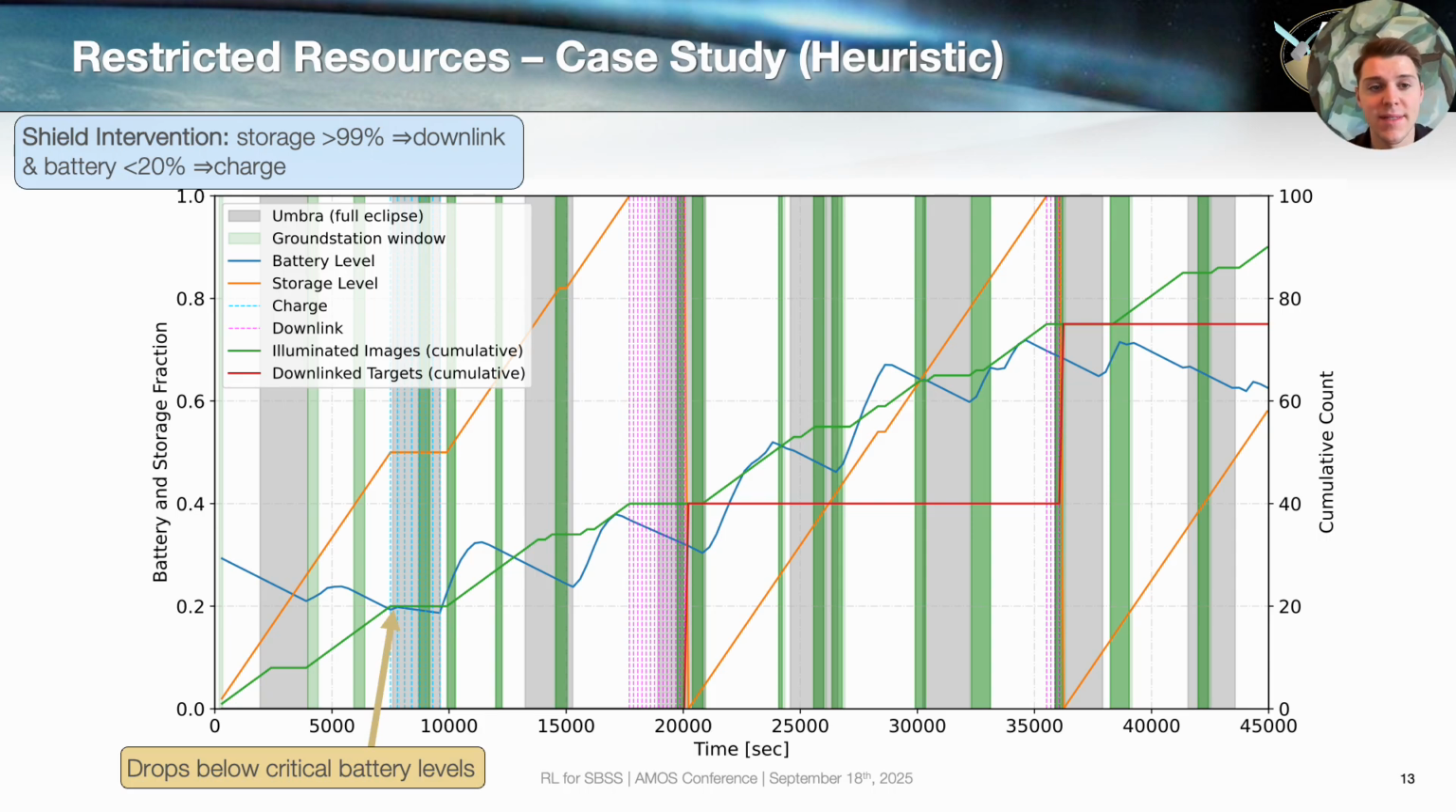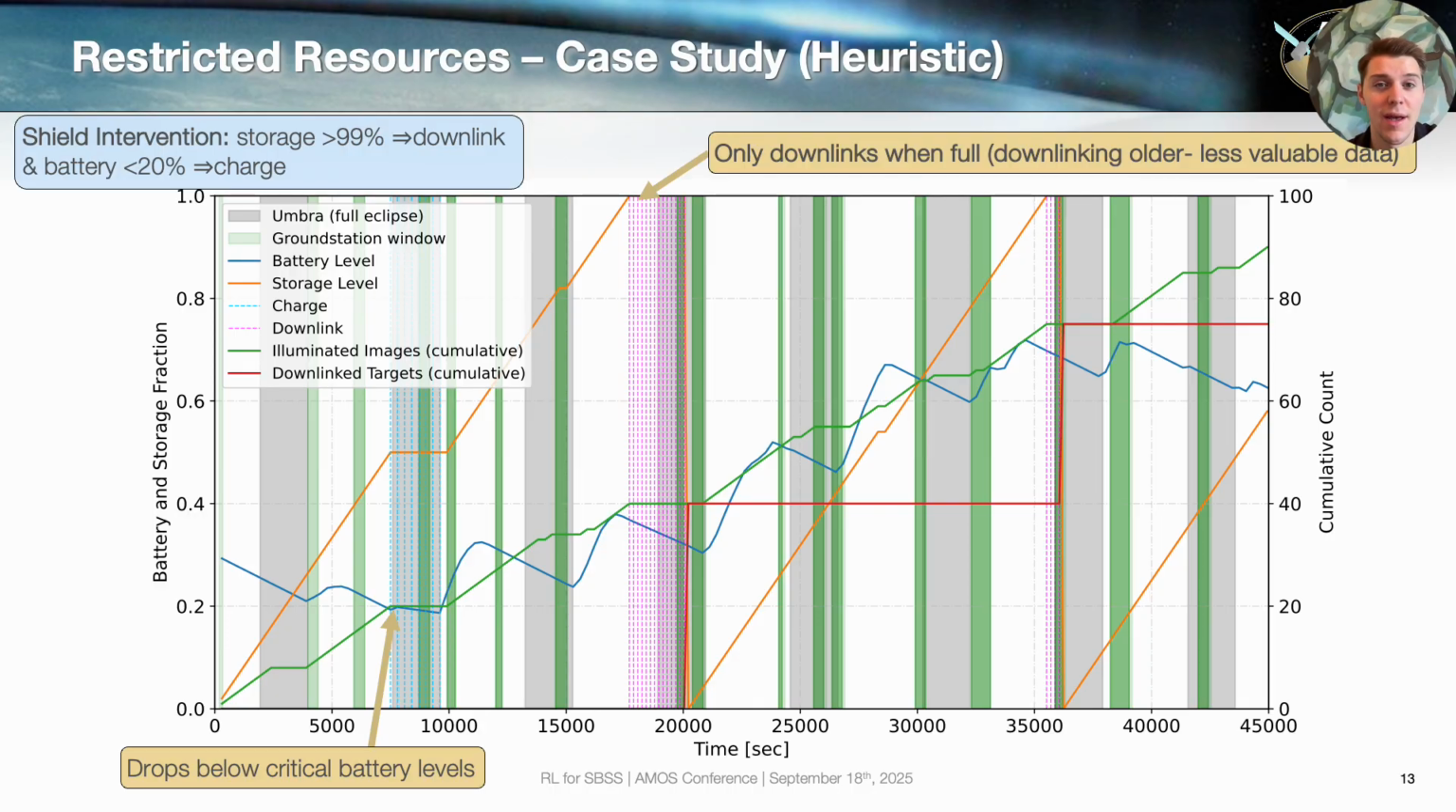Then it also waits and collects images until it has a full storage, and then keeps downlinking and even loses daylight time in order to try to downlink until it reaches a ground station window. So the value of the data is lesser because you're downlinking older data.